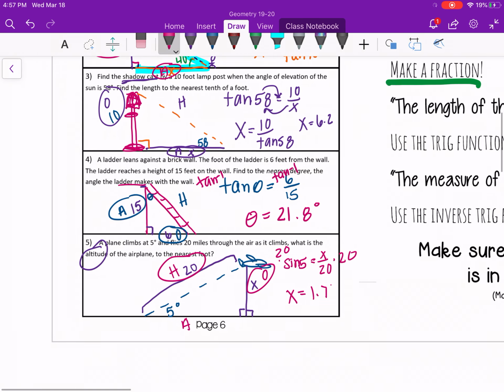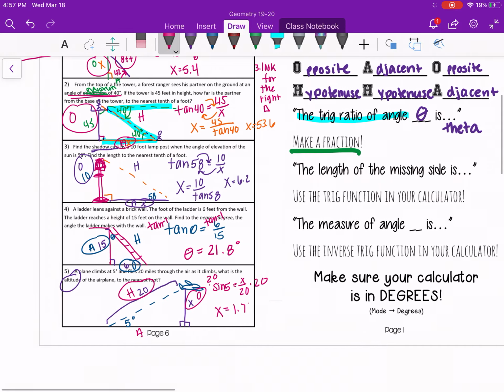So that's our word problems. That is the end of our lesson for today.